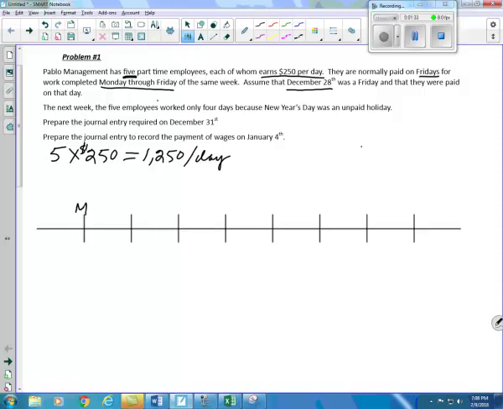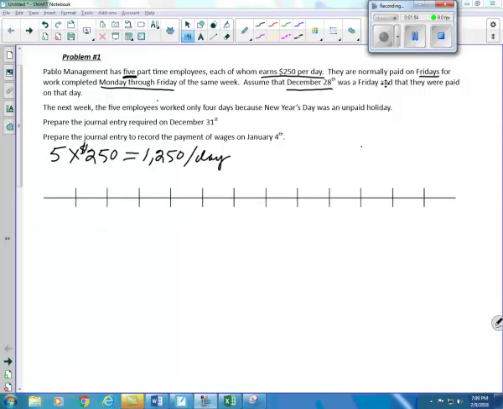This is a Monday, Tuesday, Wednesday, Thursday, Friday. Oh, I do not have enough space. Okay, let me pause this a moment. Okay, this looks a whole lot better. I have more space, so let's put our dates in here. Monday, Tuesday, Wednesday, Thursday, Friday.